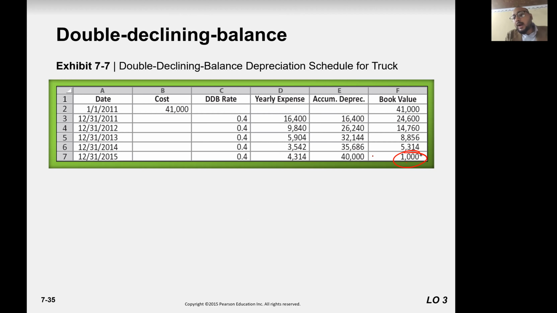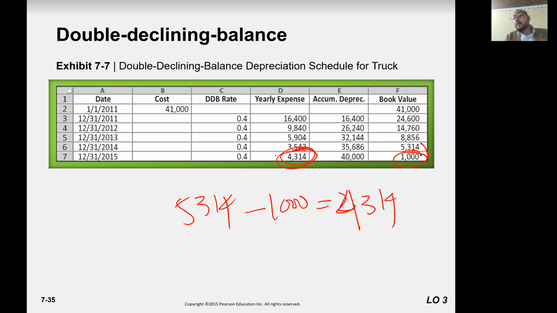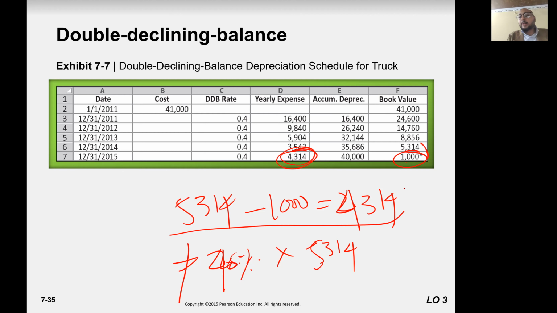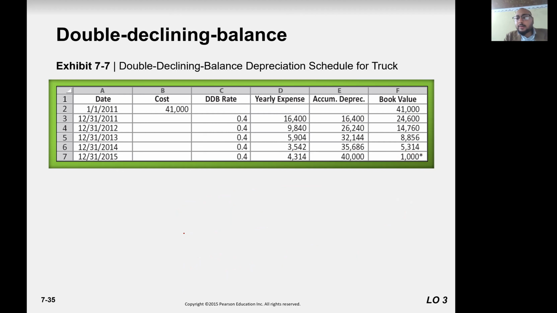So your last year depreciation is the difference between book value minus salvage. Book value is 5,314 minus salvage value, the answer is 4,314. So this 4,314 is not 20%, sorry, 40% of 5,314. It is just a plug and play figure. Right, guys, you understand?